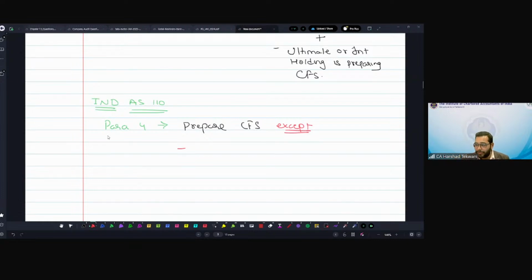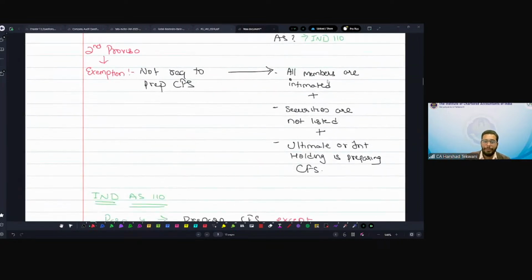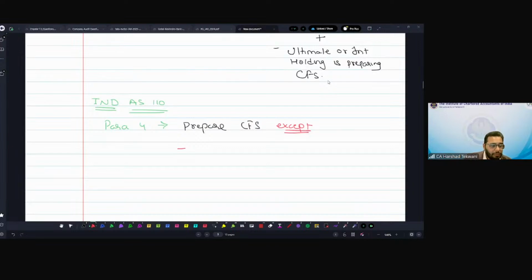One, it's a wholly owned subsidiary or partially owned subsidiary of another entity, and all its owners, including those otherwise not entitled to vote, have been informed and they do not object to the parent not presenting CFS. The same thing that we understood over here. All members are intimated and they do not object.